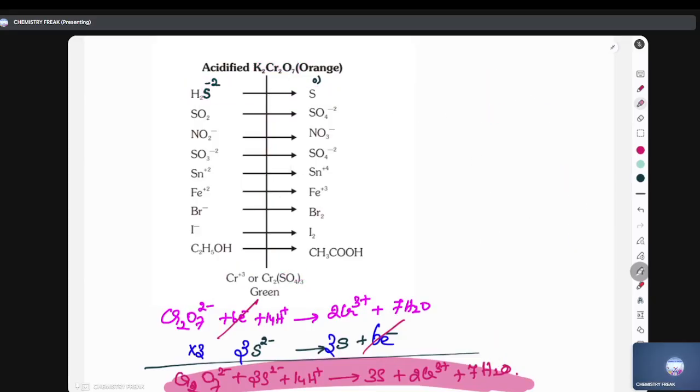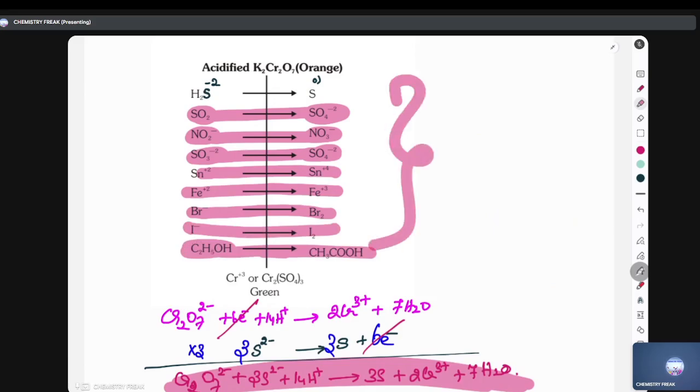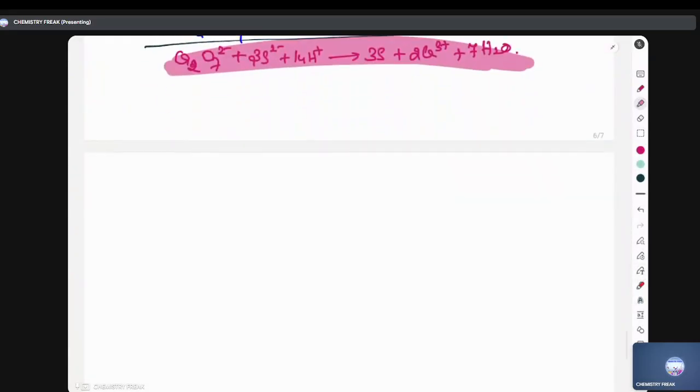Yes, sir. So what are the other substances that are oxidized? Sulfur dioxide is oxidized to sulfate ion. Nitrite ion is oxidized to nitrate ion. Sulfite is oxidized to sulfate ion. Tin 2 plus is oxidized to tin 4 plus. Iron 2 plus is oxidized to iron 3 plus. Br minus is oxidized to bromine. I minus is oxidized to iodine. Alcohol is oxidized to carboxylic acid. So these are all the oxidation reactions. If you want me to write now, I'm ready to write. Yeah, now I'll write the equation for iodine.